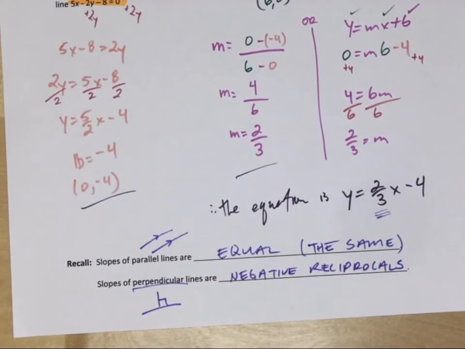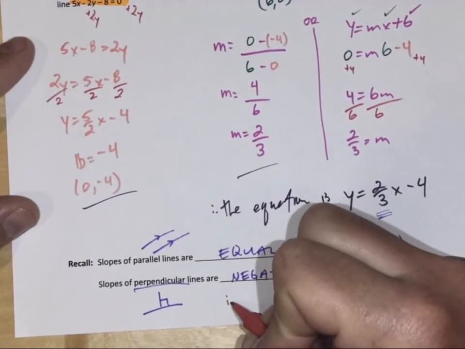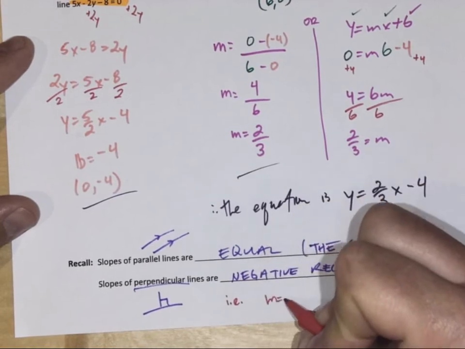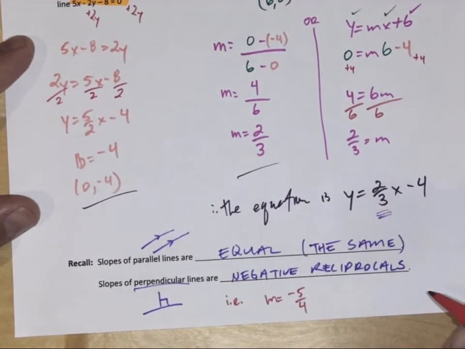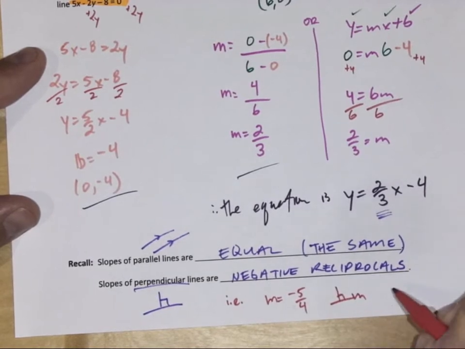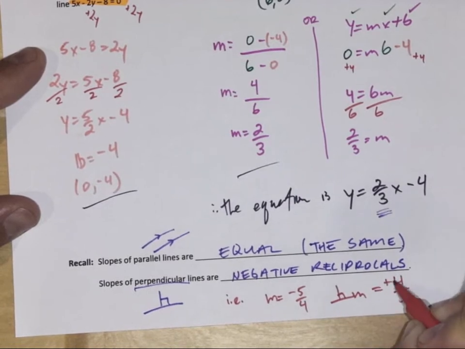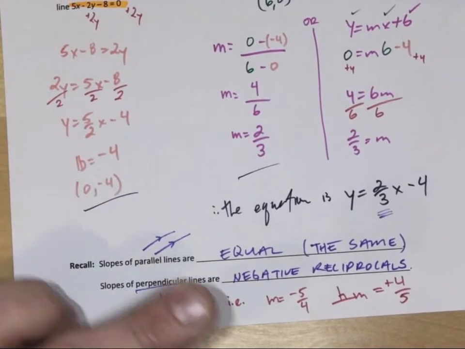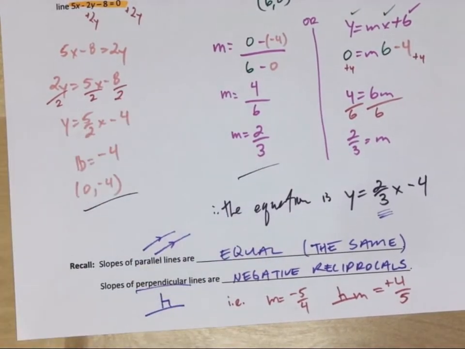So what does that mean? In the example, slope is negative 5/4. The negative reciprocal, or perpendicular slope, we're going to take the fraction, we're going to flip it, and it was negative, so it becomes positive. So you flip the fraction and change the sign. Double flip. Okay. All coming back. Flip the page.